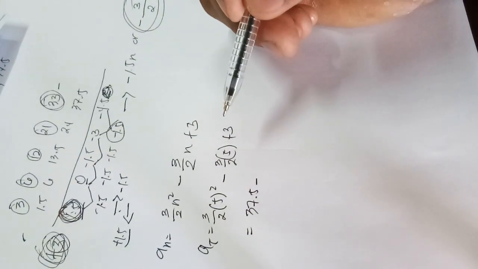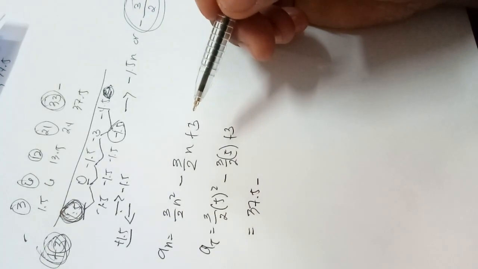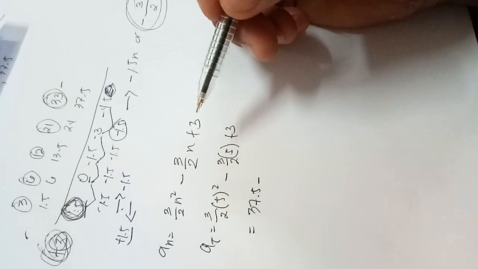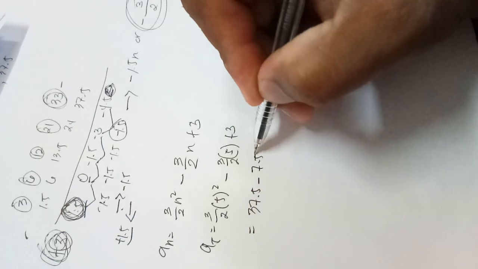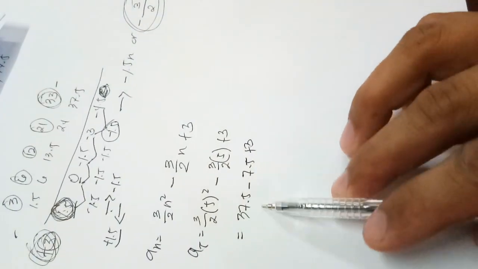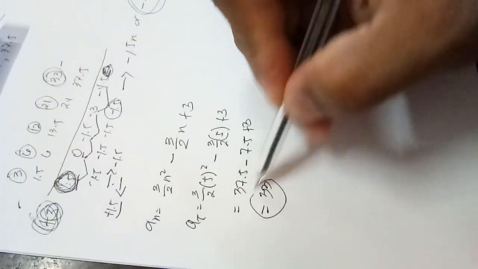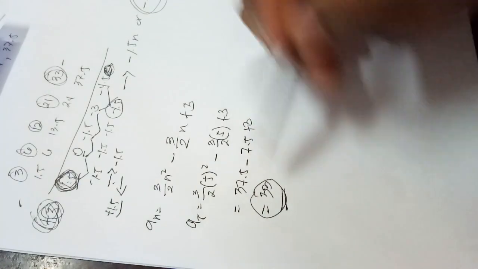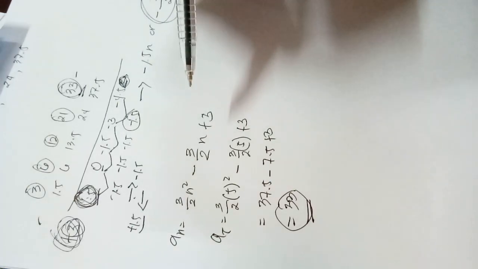So kung isosolve po natin yan using your calculator, tingnan natin. So you have 3 halves, or 1.5. Ita-times po natin yan sa 5. So the result is 7.5, then plus 3. Okay? So 37.5 minus 7.5 plus 3. So the result is 33. So kung titingnan natin, we have same result here. In other words, our formula is correct.